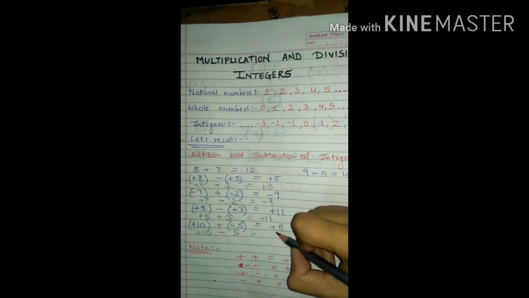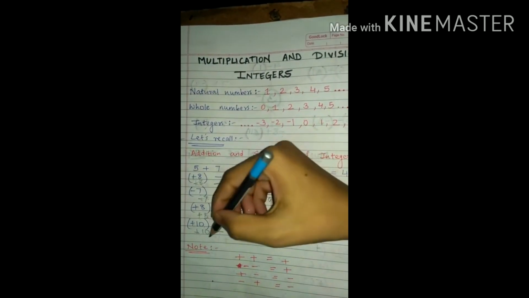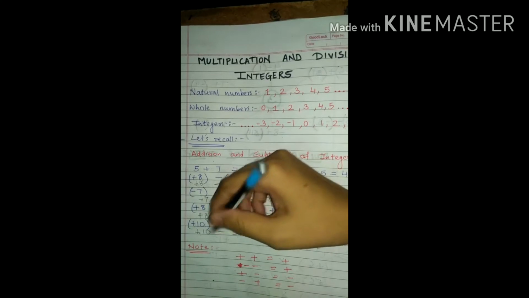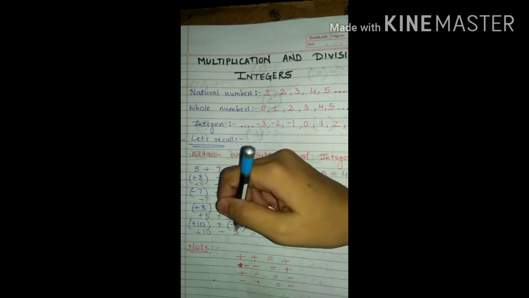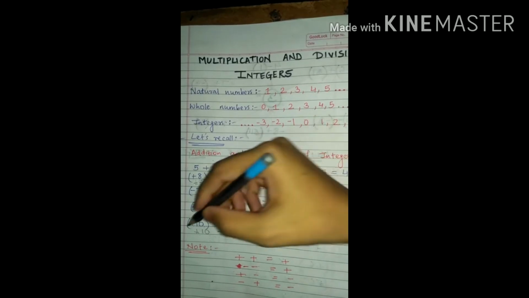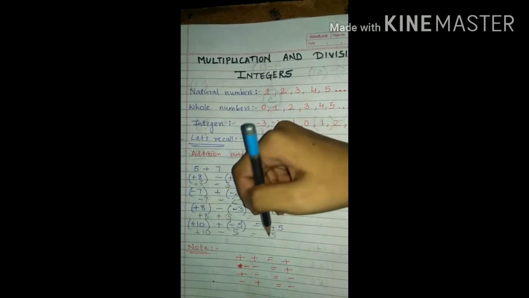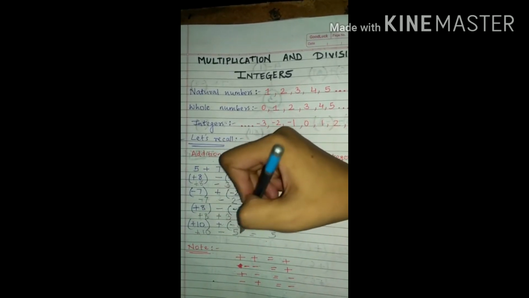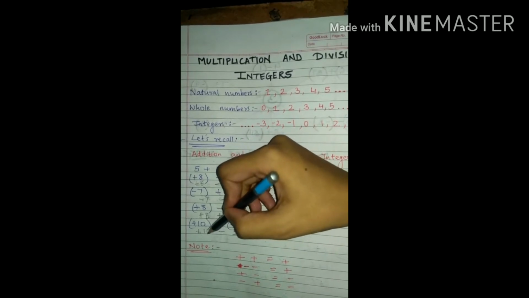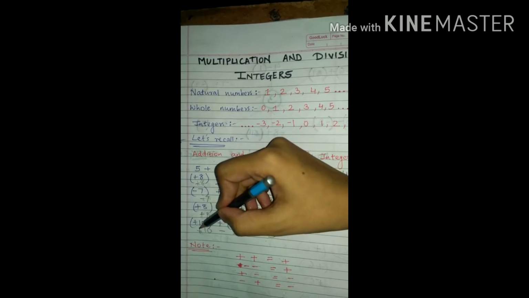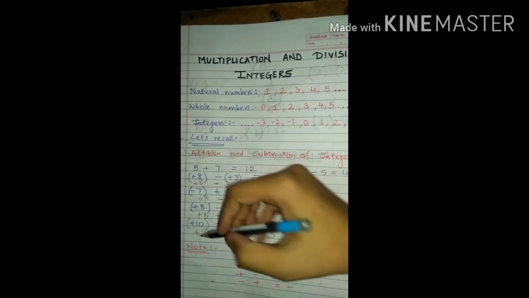So my answer is 5. 10 minus 5, these two numbers are subtracted now. So 10 subtracted by 5 is how much? 5. Then why plus sign is given? Because among these two numbers, 10 is the bigger one and the bigger number has what? Plus sign. So plus I am writing here.